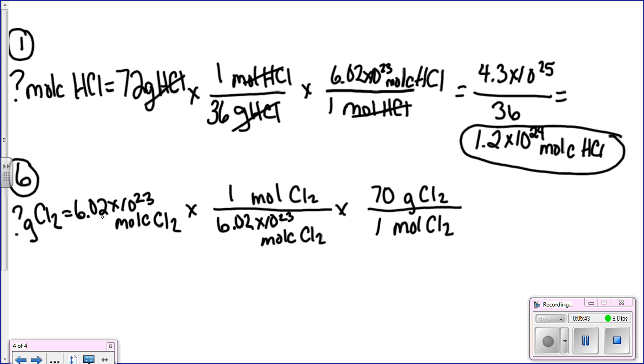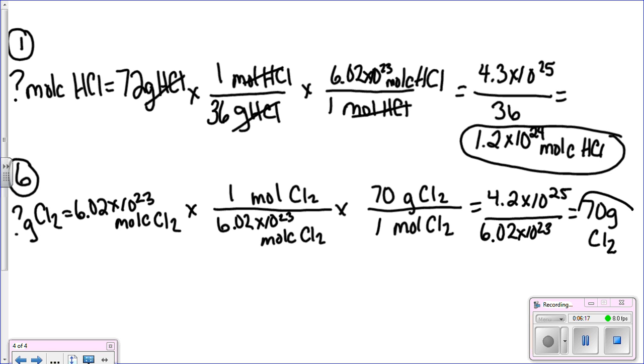So we take the 6.02 times 10 to the 23rd times 1 times 70, and that comes out to be 4.2 times 10 to the 25th. We take the 6.02 times 10 to the 23rd times 1, which is 6.02 times 10 to the 23rd. Divide those two numbers out, and we get 70 grams of Cl2. So number 6 is a model for 7 through 10.